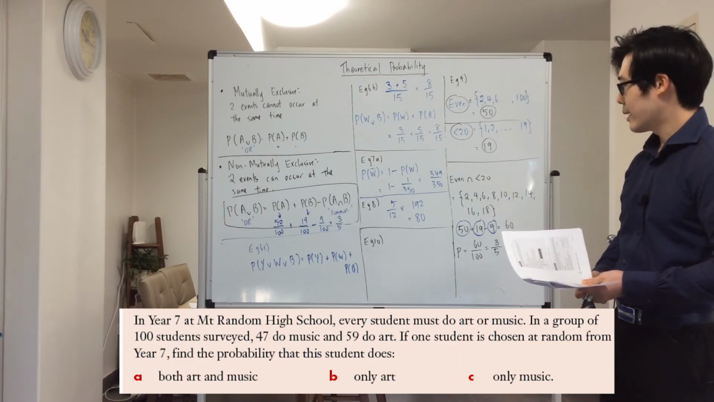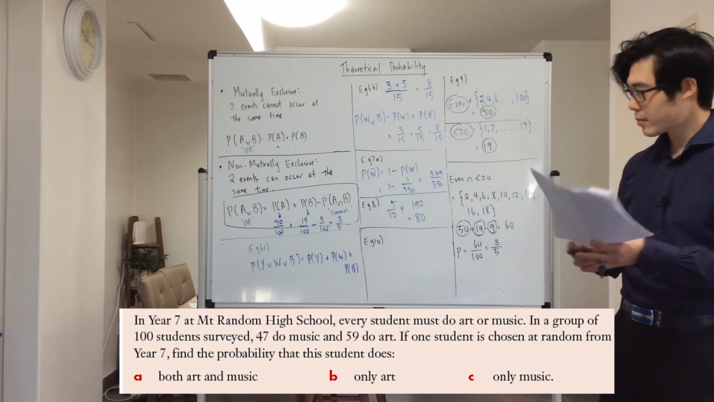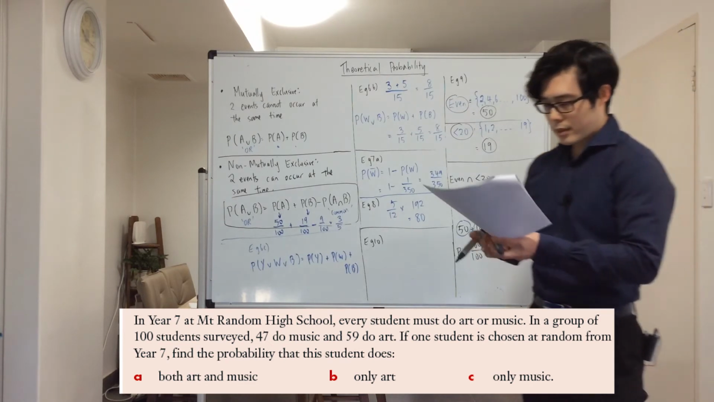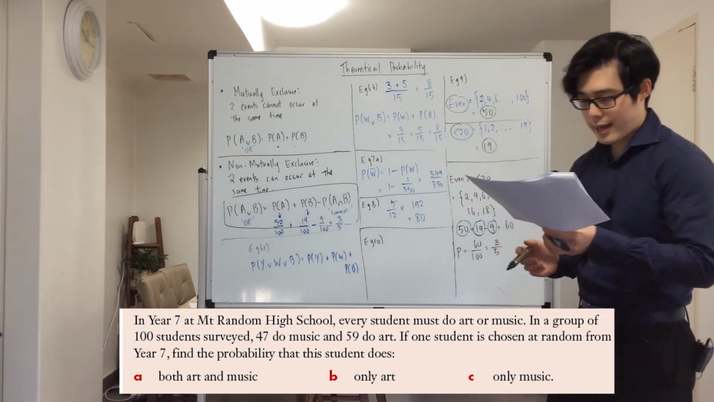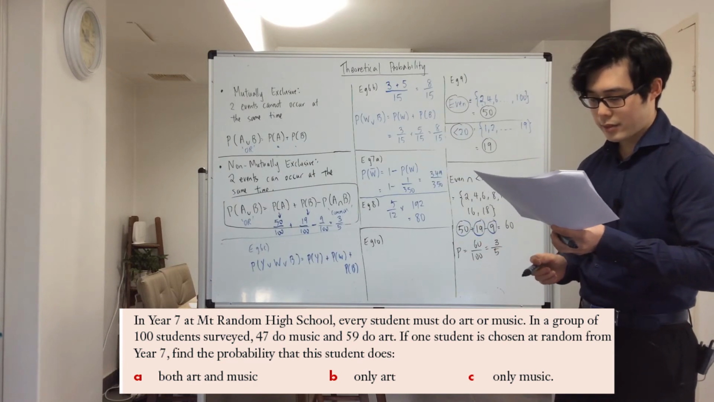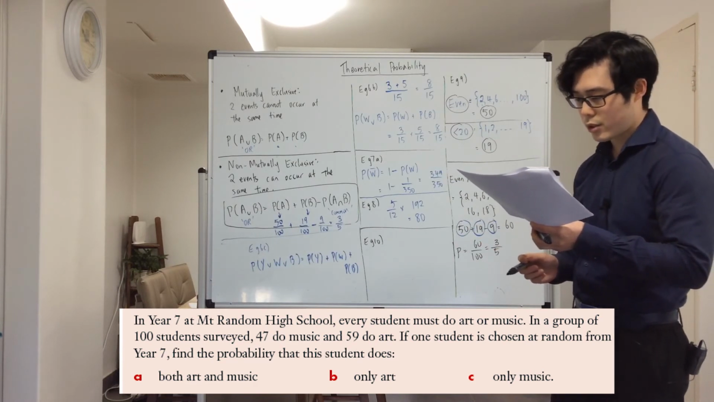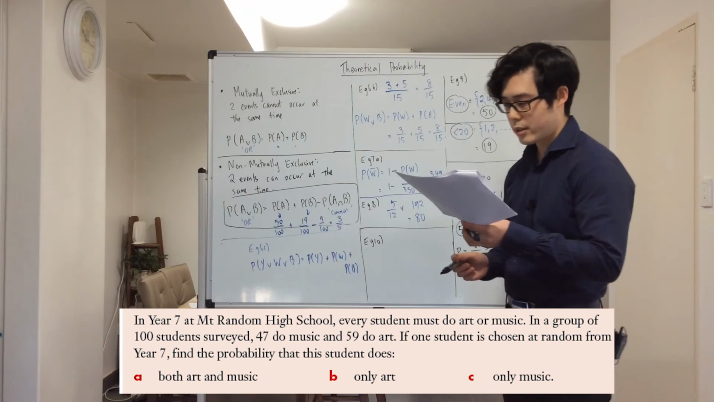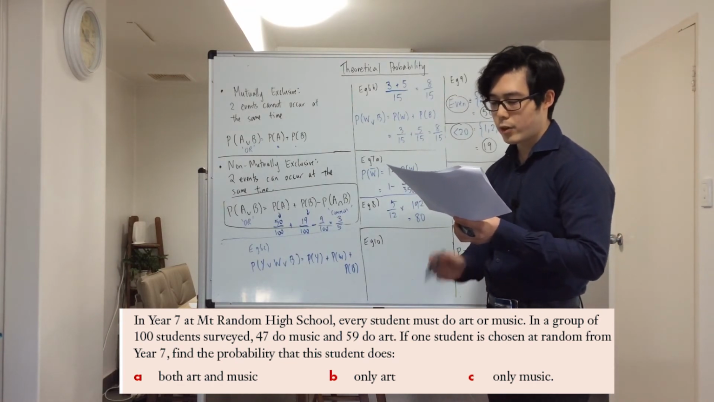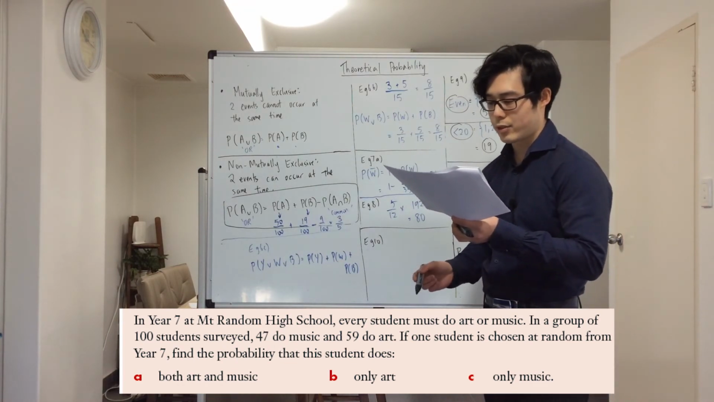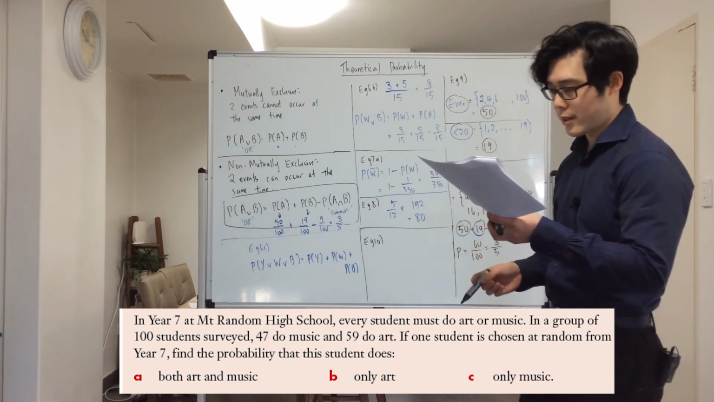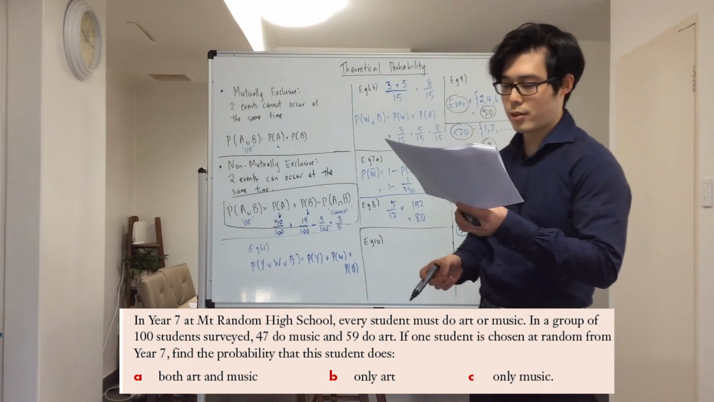So let's have a look at example 10. All right. In year 7 at Mount Random High School, every student must do art or music. In a group of 100 students surveyed, 47 do music, 59 do art. If one student is chosen at random from year 7, find the probability that this student does blah, blah, blah.